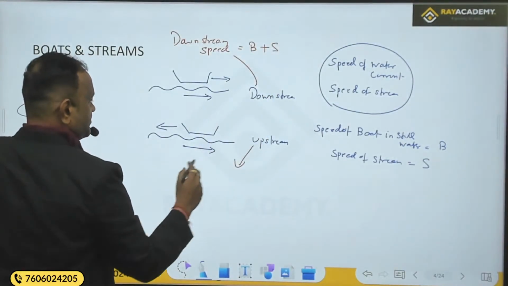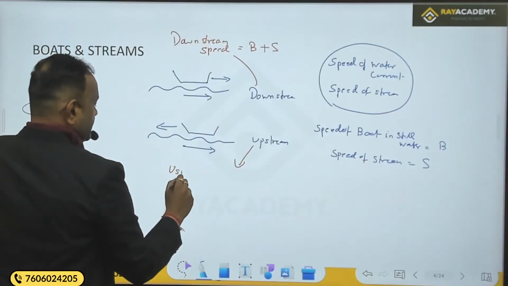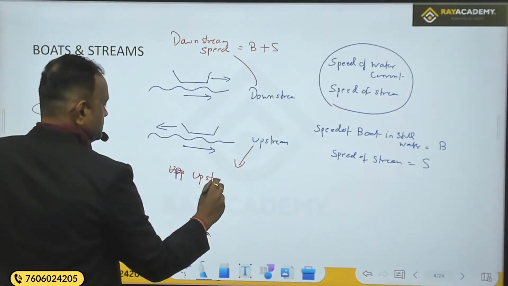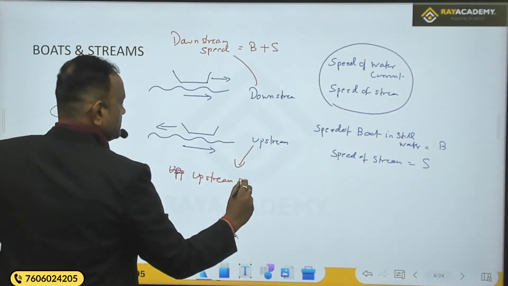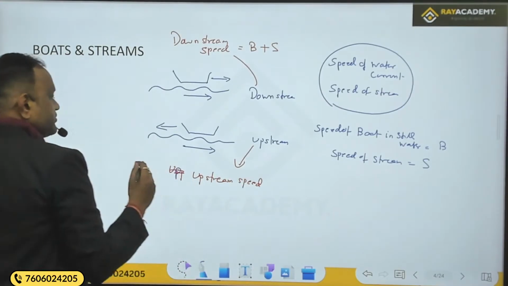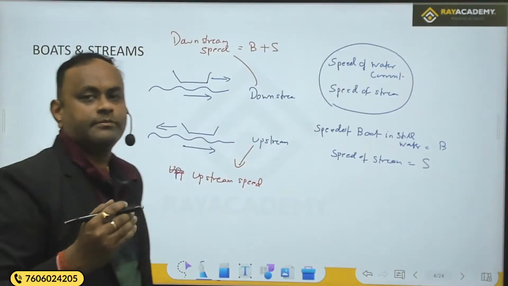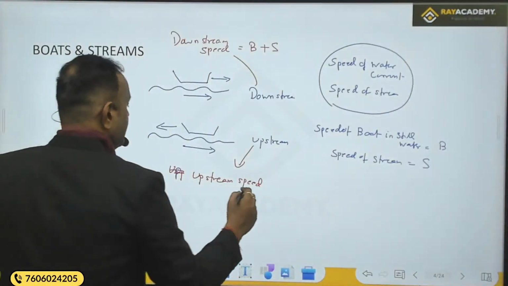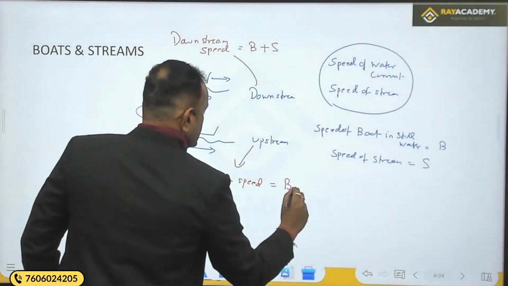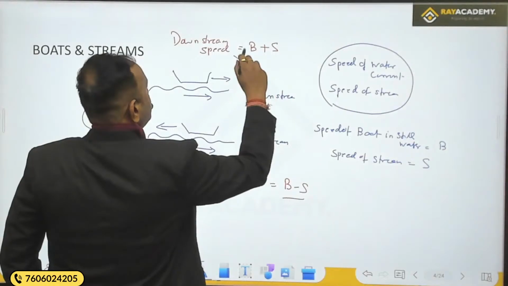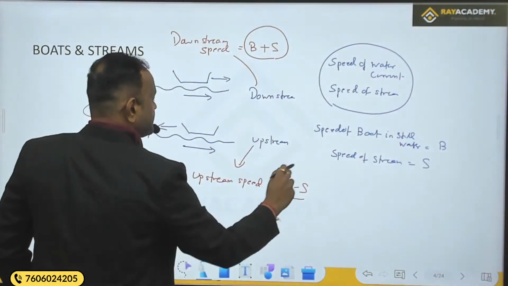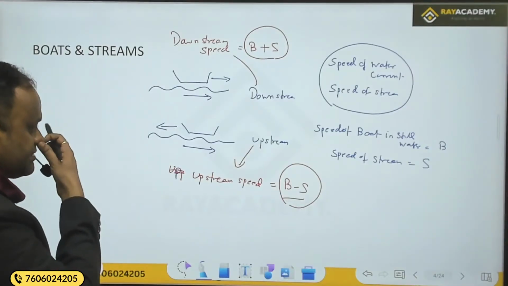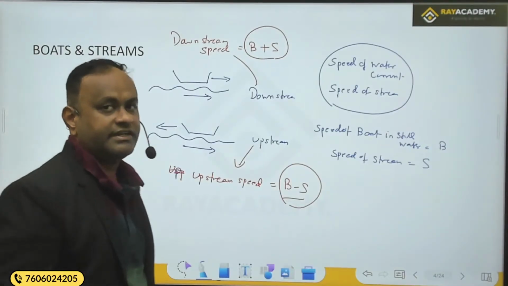And what is the upstream speed? Here the stream obstructs the speed of the boat, so the effective speed of the boat decreases. The upstream speed will be B minus S. So only these two things you have to remember, downstream speed and upstream speed. Then we will see as per the question how to deal with them. This is the concept you should know in boats and streams.